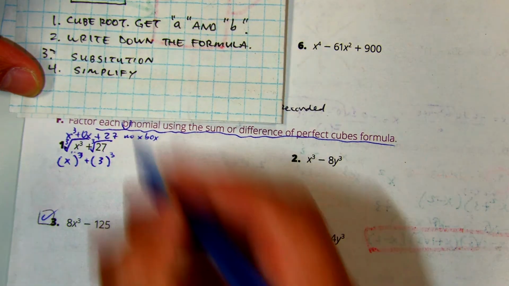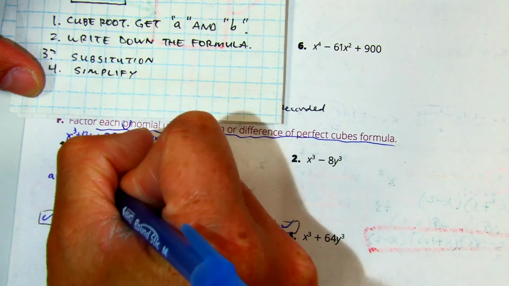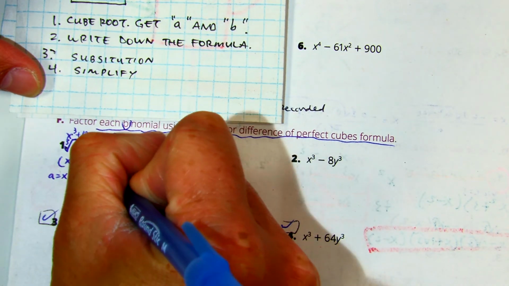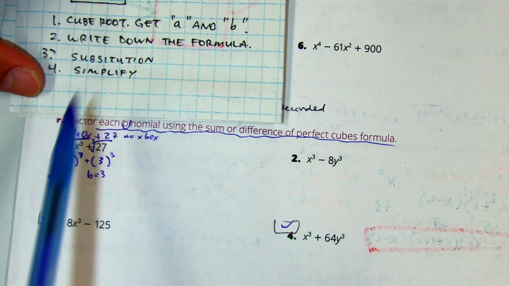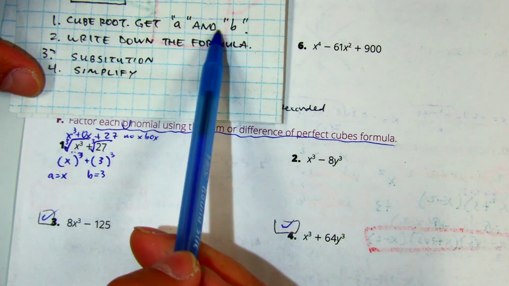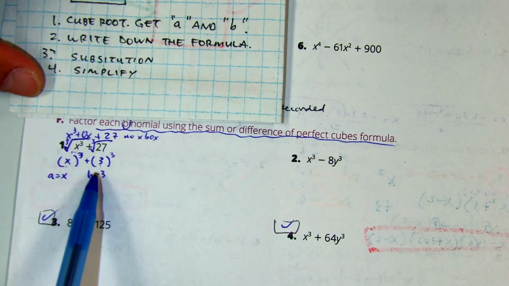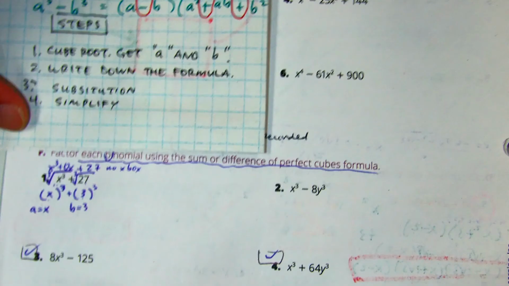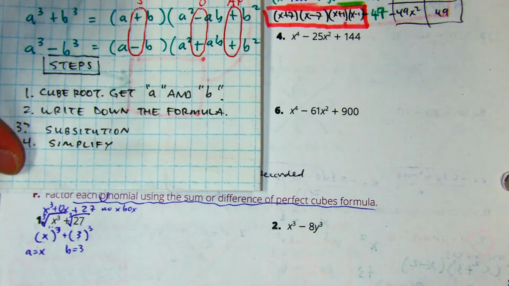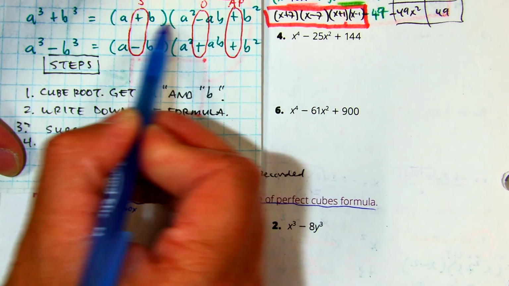Okay, what does this tell me? My A value is equal to x, and my B value is equal to 3. So it says cube root, which we did, get A and B, which I have here. The A comes from what's inside parentheses, and the B value comes in the second set of parentheses. Now it tells me to write down the formula. So let's write down the formula. Now you're asking which one? Well, this one has what? Plus or minus? Plus. So I'm going to write down this top one here.